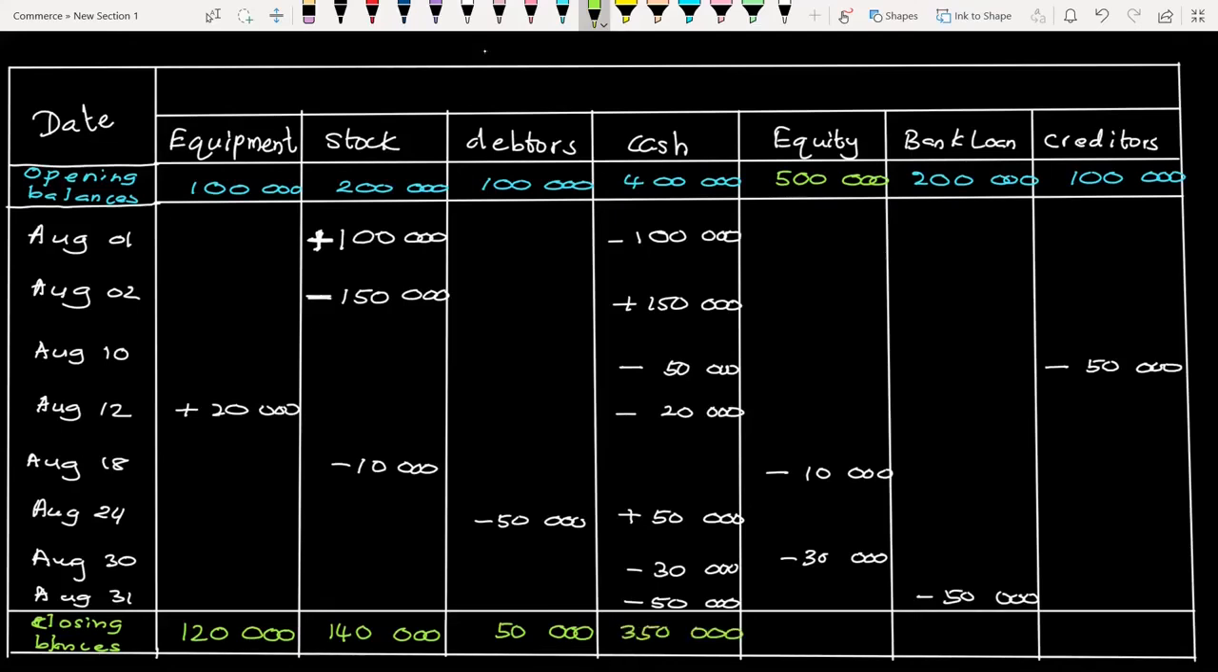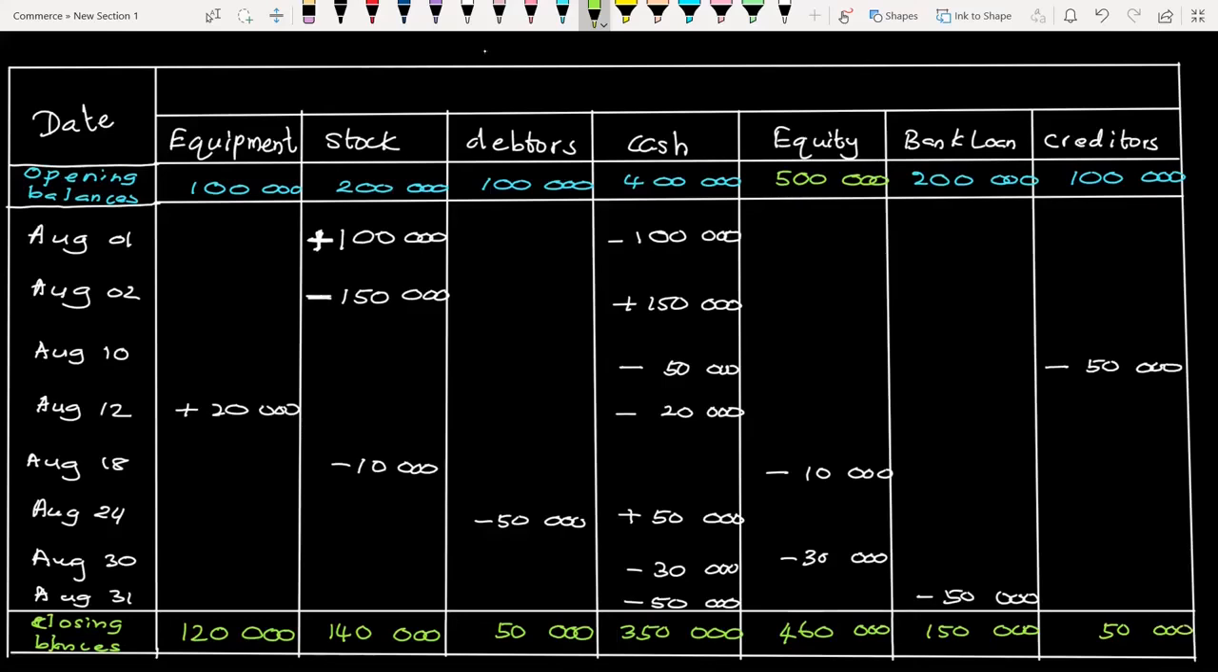Then the equity column, opening balance is 500,000. So 500 minus 10, 490. Then 490 minus 30 is 460. So it should be 460,000. Then 200,000 minus 50,000 is 150,000. Then 100,000 minus 50,000 is 50,000. So these are our closing balances of each item.